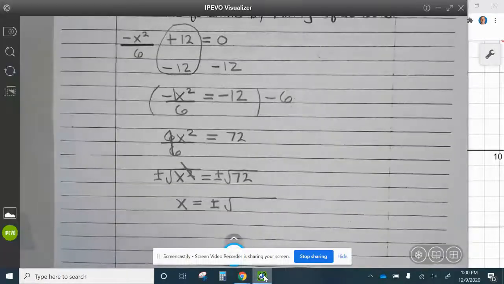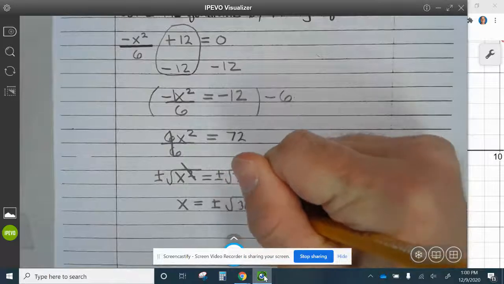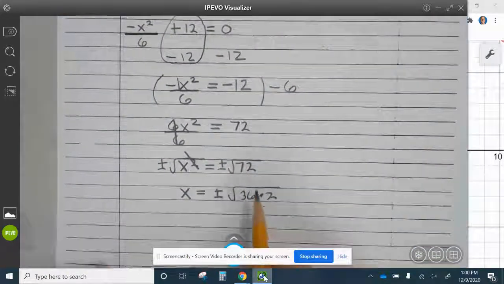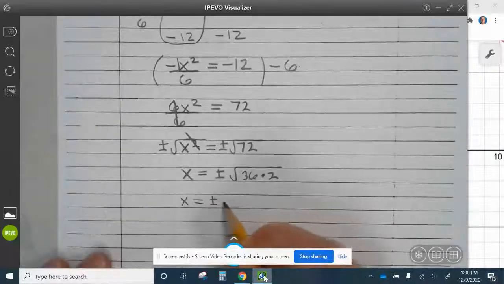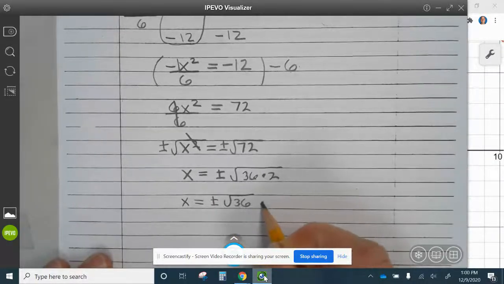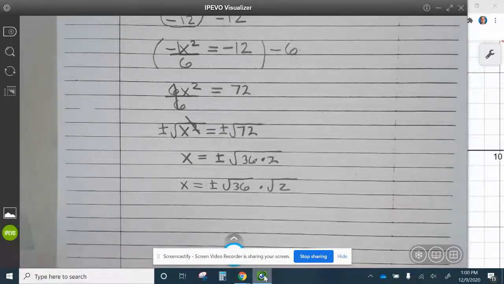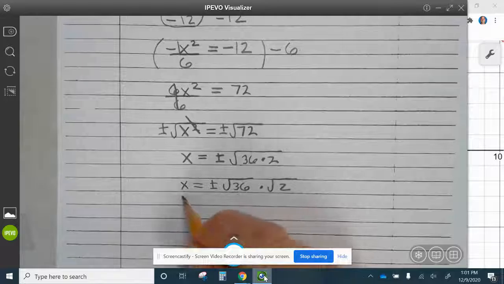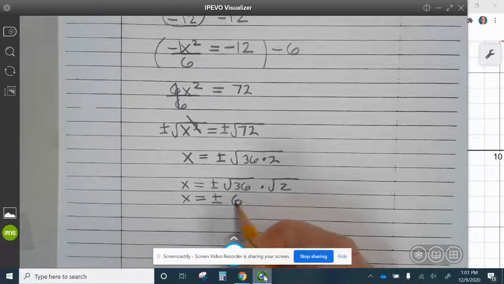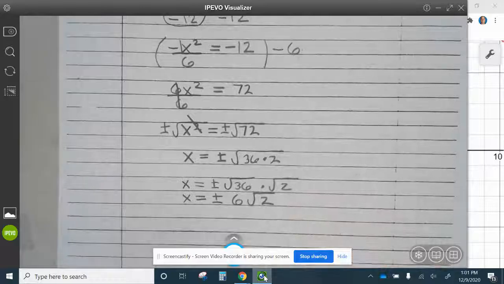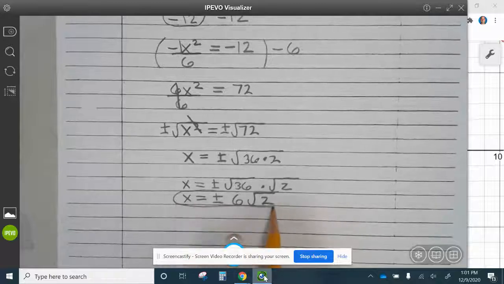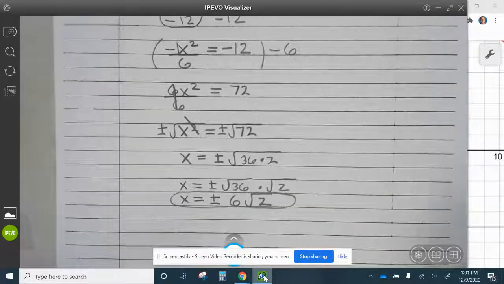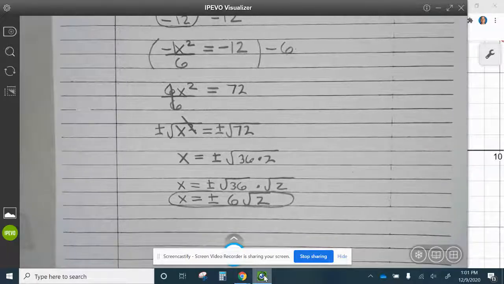So now let's rewrite 72 as 36 times 2. Now, when you have multiplication under the square root, you can take the square root of each number and multiply. So we have x equals plus or minus the square root of 36 times the square root of 2. And the reason we did that is because now we can take the square root of 36 as 6. So x equals plus or minus 6 square roots of 2. Okay, and that is our answer. All right, let's go and take a look at the next example. Or I'm sorry, question.